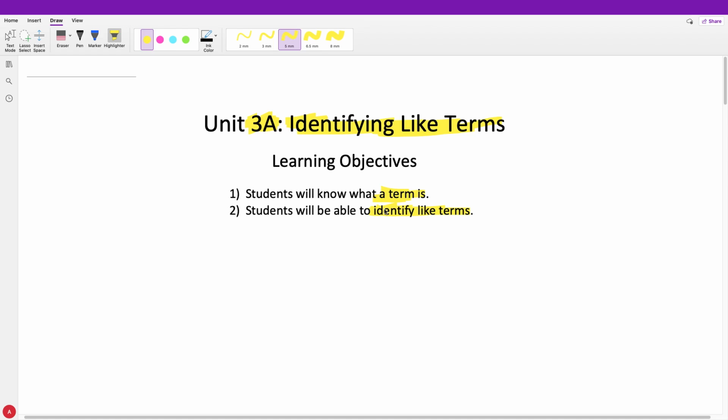And if you don't, it's something you can use to help you come into class with a question and say, I didn't understand this learning objective. Can you clarify it for me? All right, so let's first define what a term is, then go over some examples of terms, and then what are like terms.